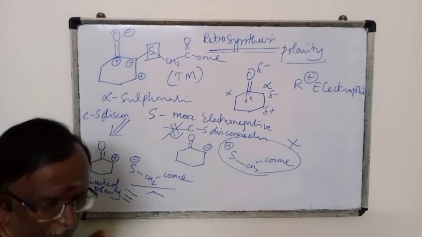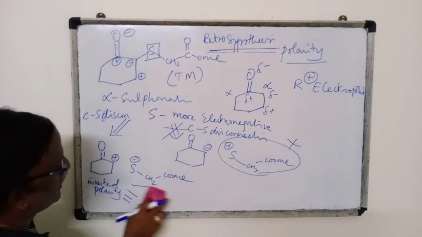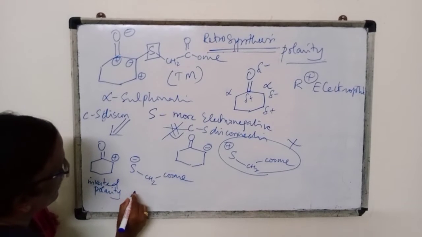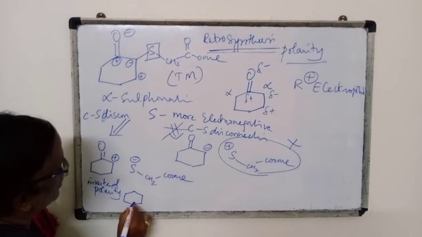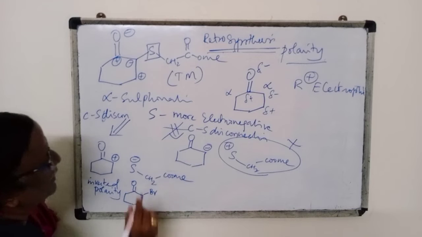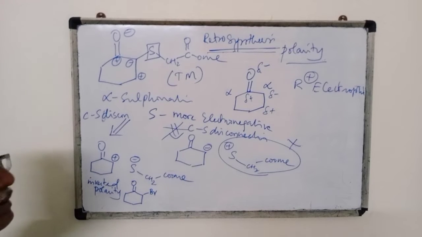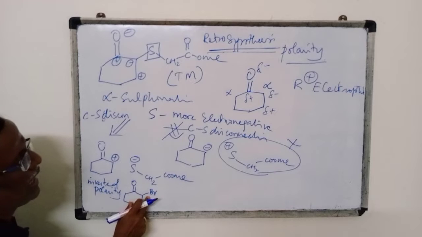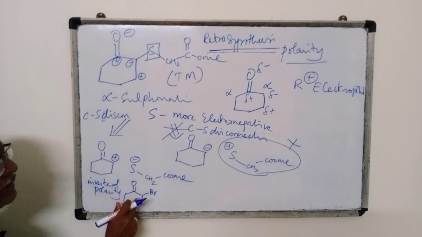You just take a cyclohexanone and add a negative charge species, for example bromide, Br minus. So if I have a bromide at this alpha position, I can create a positive charge.